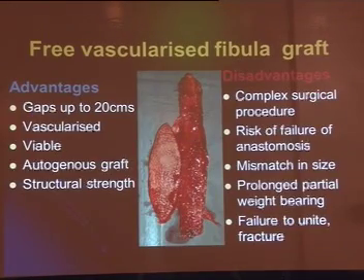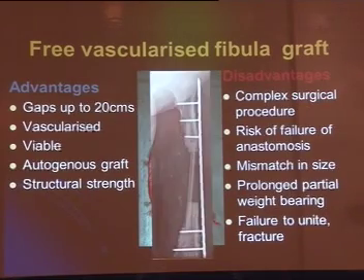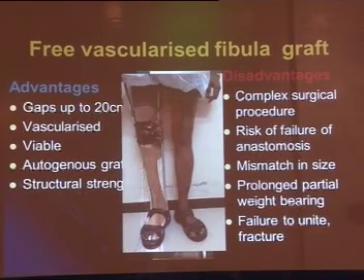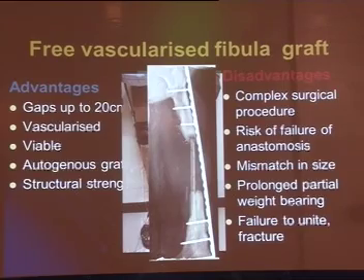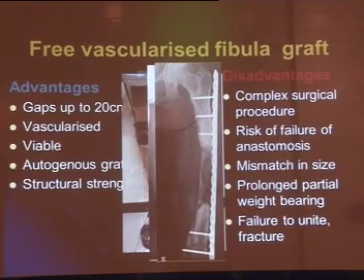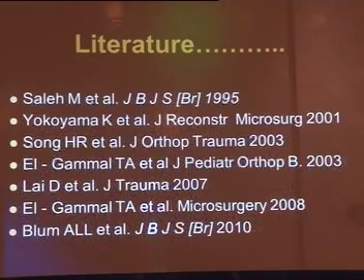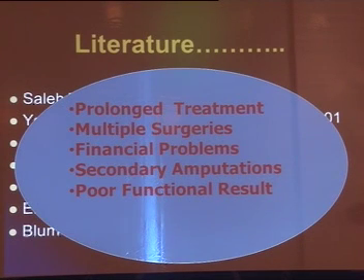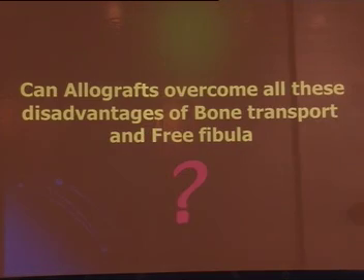Vascular fibular graft we can use in the gaps up to 20 centimeters. The advantage being it is a vascular, viable and osteogenous graft with structural strength. However, the disadvantage is that it is a complex surgical procedure. Risk of failure of anastomosis is there. There is a possibility of mismatching sizes. Patient need prolonged partial weight bearing, and there is a possibility of failure to unite. It can become infected and necrotic. It can fracture also. In the literature, there are various reports quoting about the requirement of prolonged treatment, multiple surgeries, financial problems, and ending up in poor functional result leading to secondary amputation.